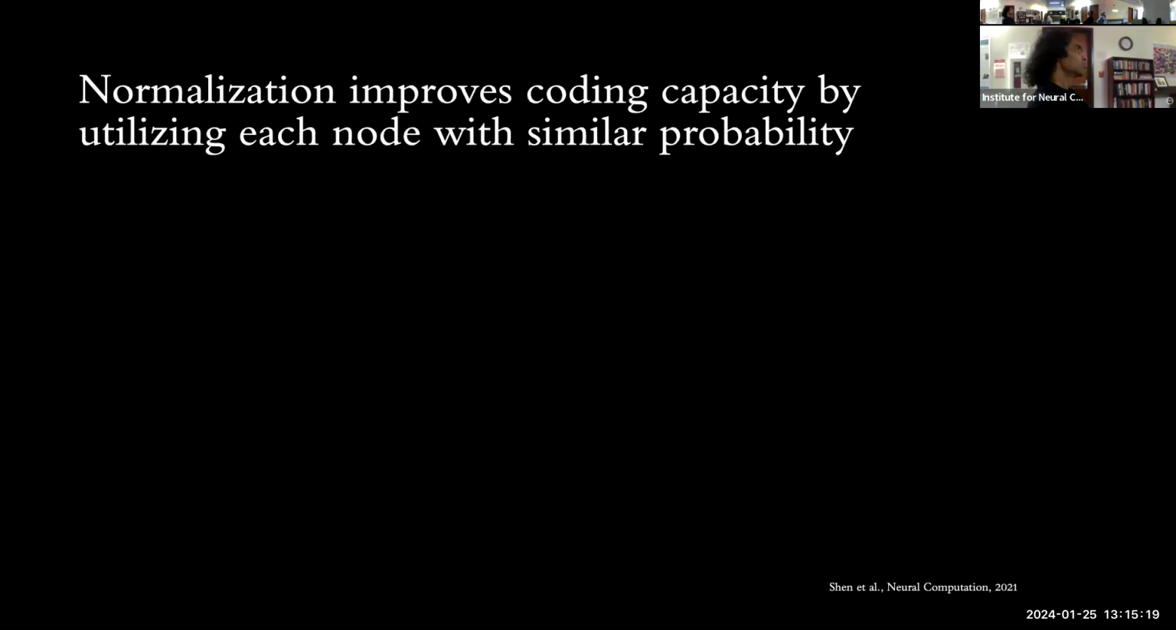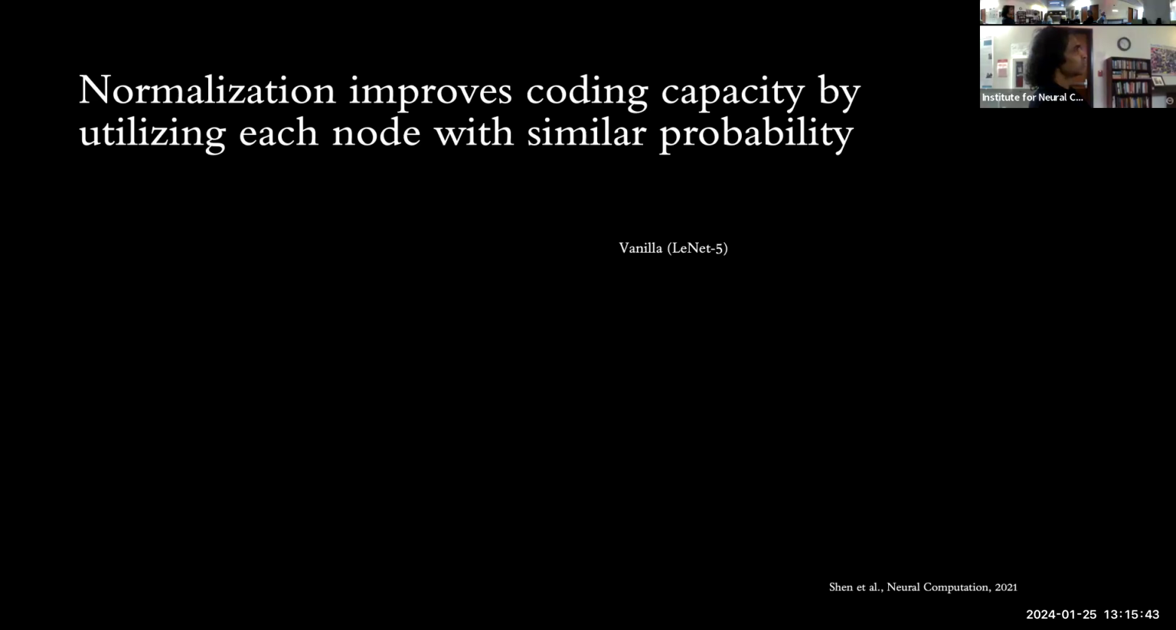And also, I'm going to talk about the coding capacity here. And why could that happen? One hypothesis is that they both improve the coding capacity by utilizing each node with similar probability. And what that means is this.